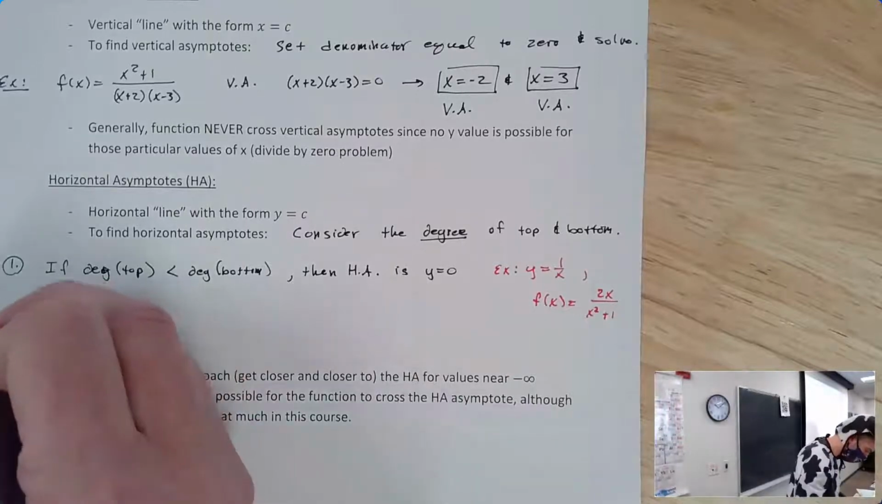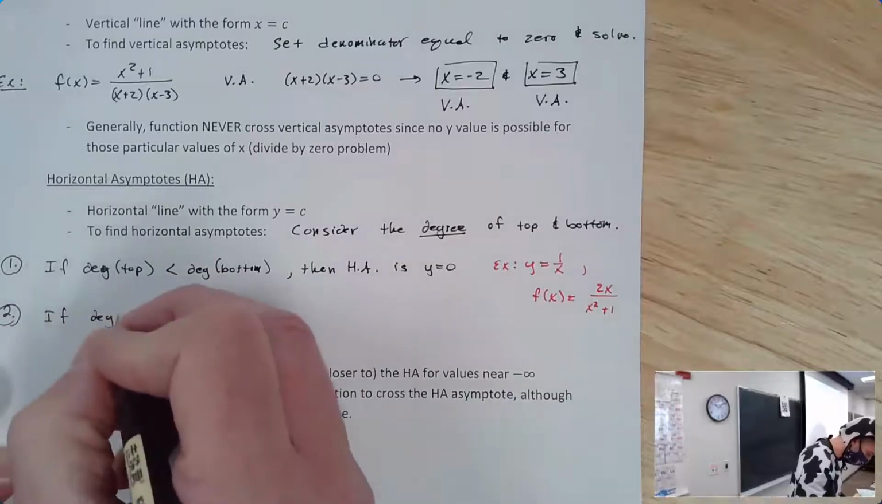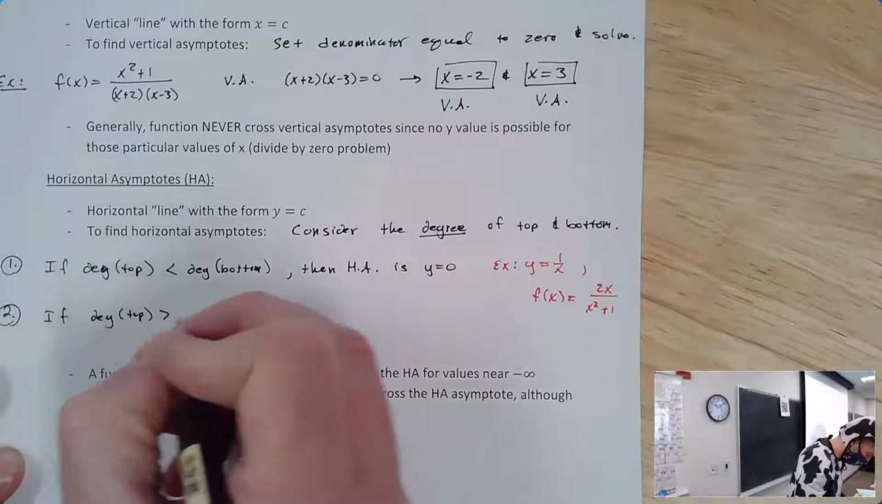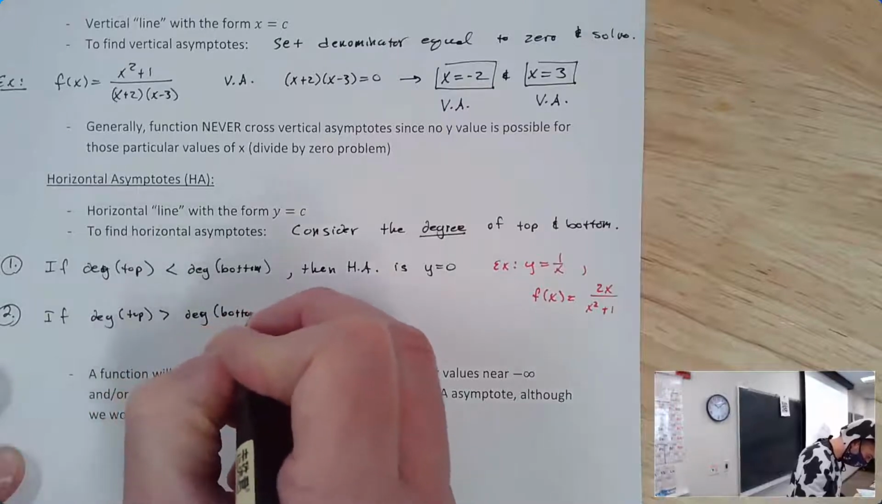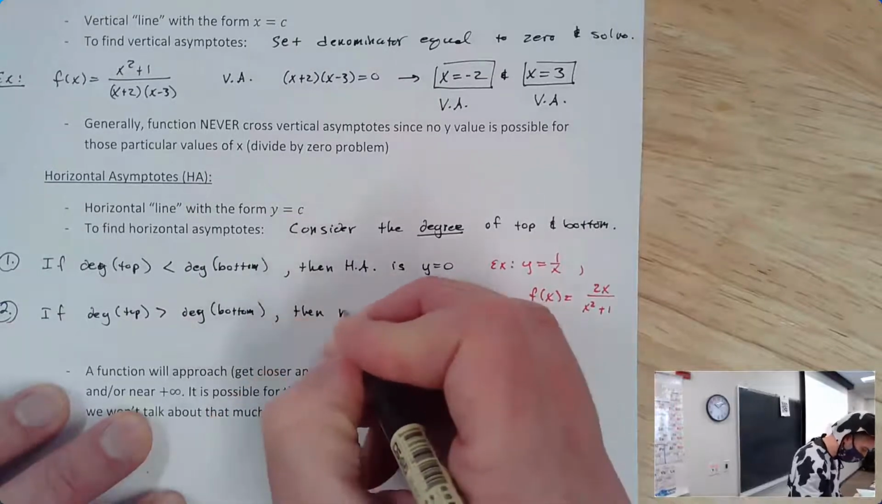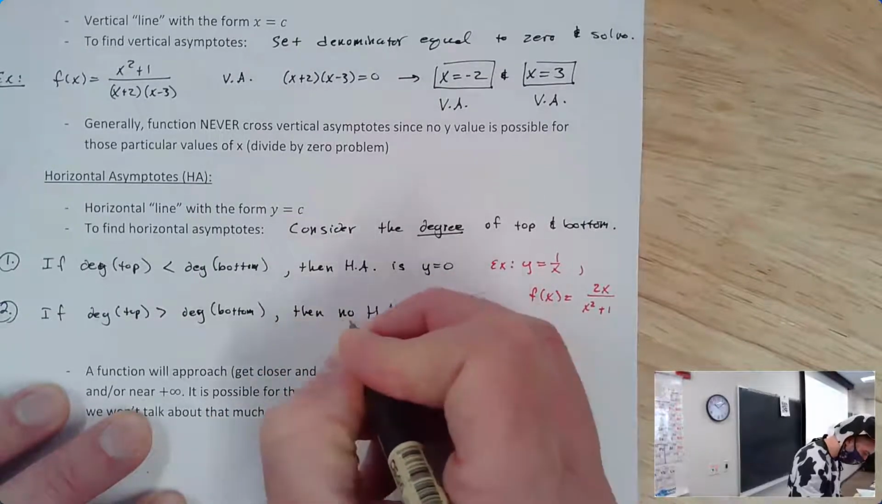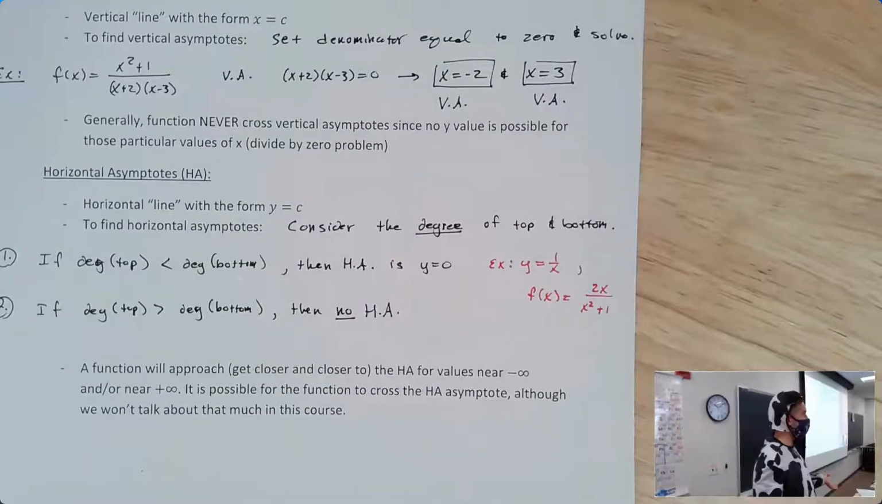The second possibility is if the degree on top is larger than the degree on the bottom. If that's the case, then there is no horizontal asymptote. It's kind of the reverse of what we just said. Instead of the fraction getting very, very small, the fraction is going to get really, really large. And it's going to get infinitely large, and it's not going to get close to any one particular number.